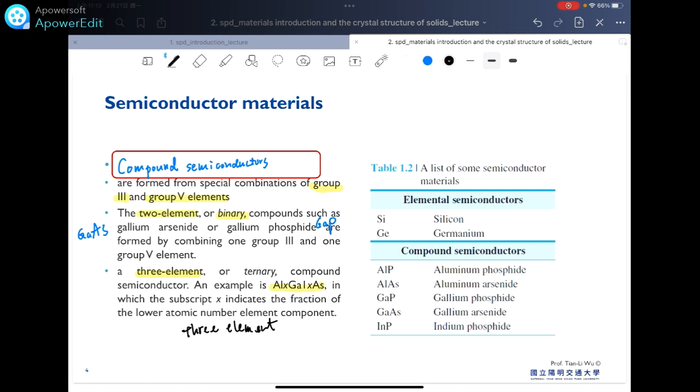So the three elements, for example, aluminum gallium arsenide or aluminum gallium nitride, are three-element compound devices. And the ones shown here are two-element semiconductors. If we make two-element or three-element compounds, we will definitely change the material property. This gives us a design strategy, because we can tune the percentage of the different combinations of the compound to get the material property that we want.